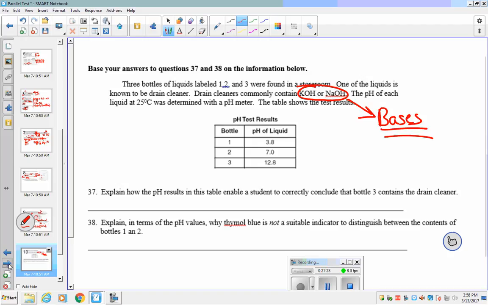So do you know what's in drain cleaner up till now? You might not. If you don't, they're telling you that, and then you're supposed to know, hey, those are bases.